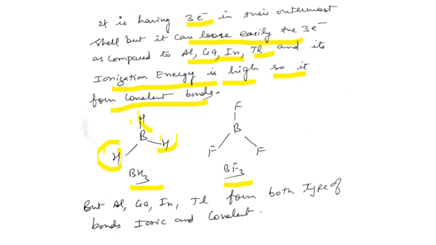But if we talk about aluminium, gallium, indium and thallium, because their ionization energy is less as we move down the group, they have the capability to form both types of bonds. They can lose the 3 electrons and form the ionic bond, as well as go for sharing also. So they can form both types of bonds, ionic and covalent.